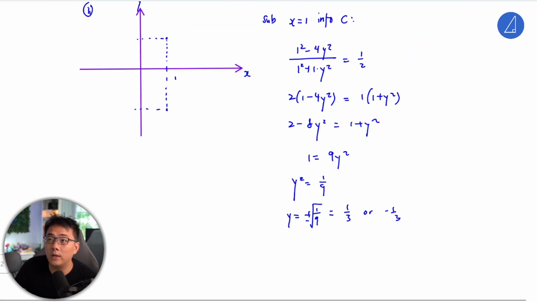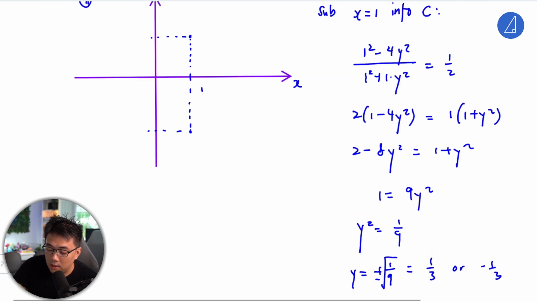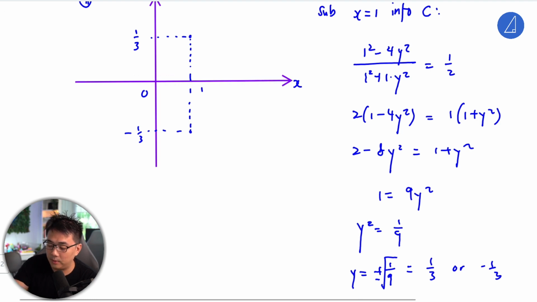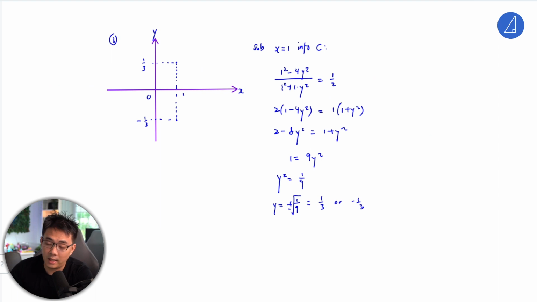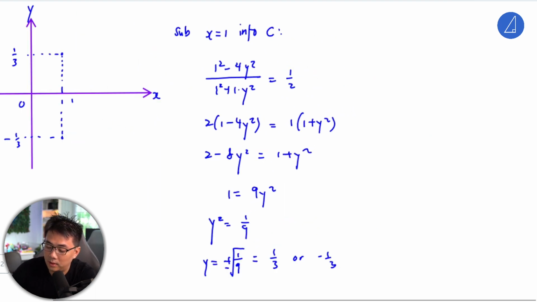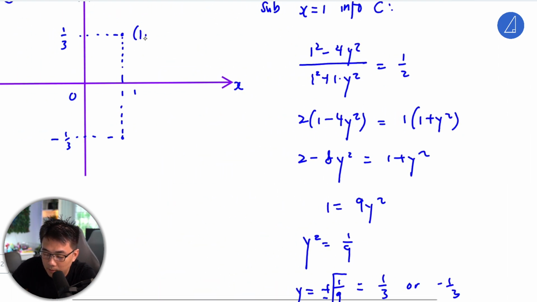Okay, so we have 2 coordinates here. So this is either 1/3 or minus 1/3. It happens to be symmetrical about the x-axis. So that's that. Once this is done, we need to find the tangent at this point. So this is (1, 1/3), then this is (1, negative 1/3).